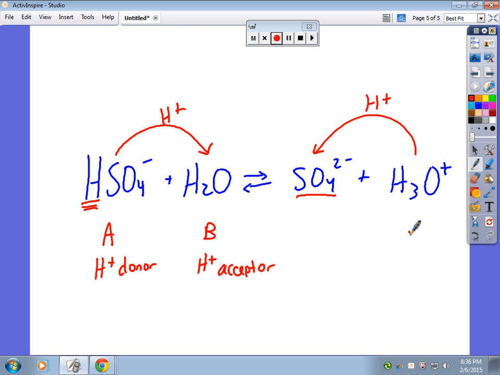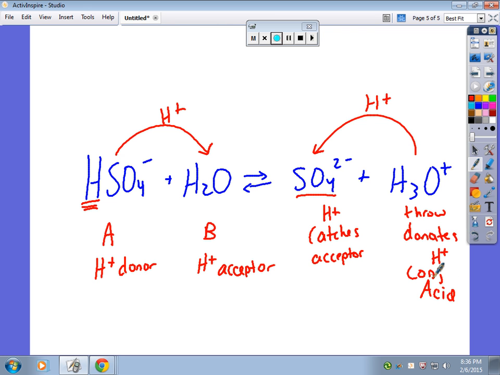Write this H+ with an arrow to help you. So this is throwing, right? It donates a hydrogen. And this catches a hydrogen. Right? Throw and catch. Fancy word for catch is accept. So that's an acceptor. So this is my acid, but what kind of acid? A conjugate acid. And this is my conjugate base.